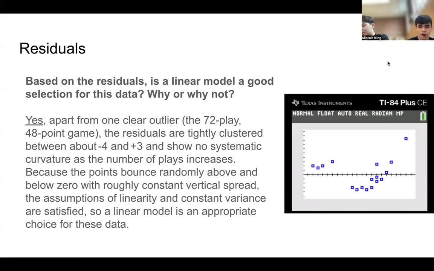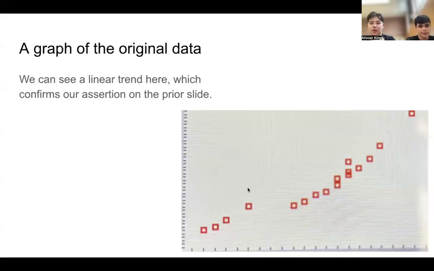So Ari said that the linear model was a good selection for our data because apart from that one clear outlier, the residuals are tightly clustered between -4 and +3, and show no systematic curvature as the number of plays increases, because the points bounce off randomly above and below zero with roughly constant vertical spread. The assumptions of linearity and constant variance are satisfied, so a linear model is an appropriate choice for these data. Looking back at a graph of our original data, these are just the raw data points, and this linear trend is pretty clear.